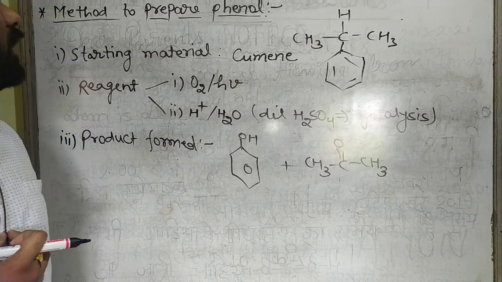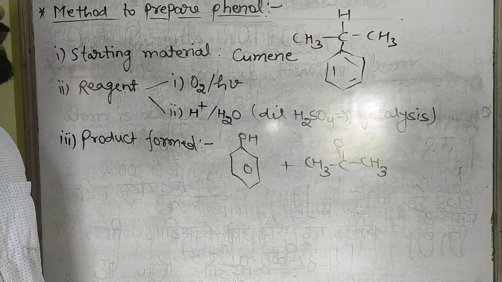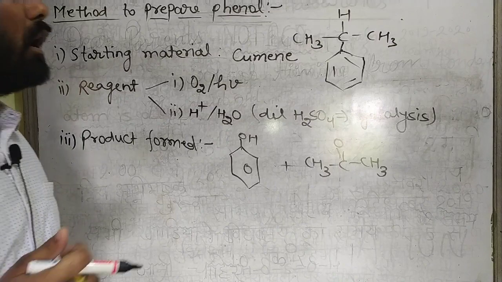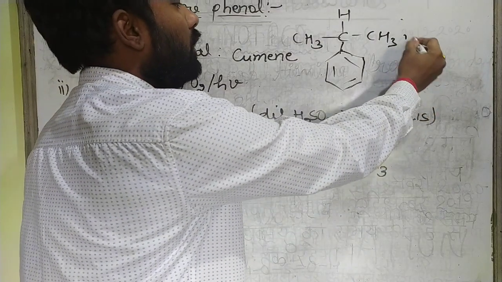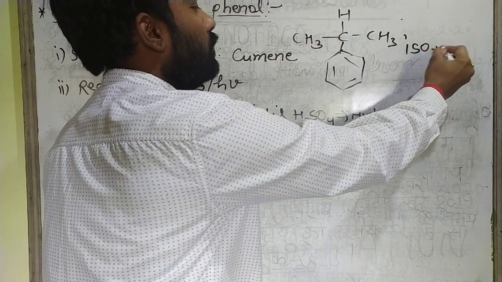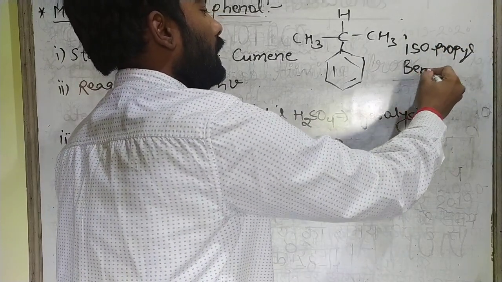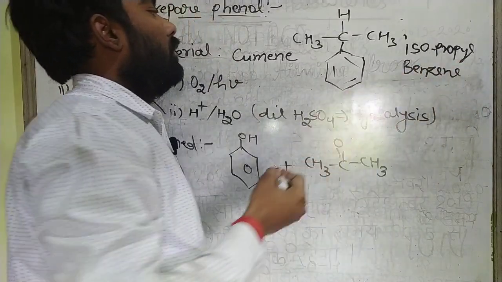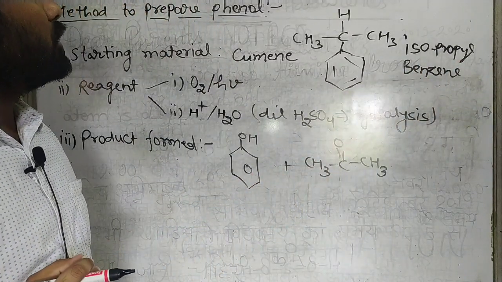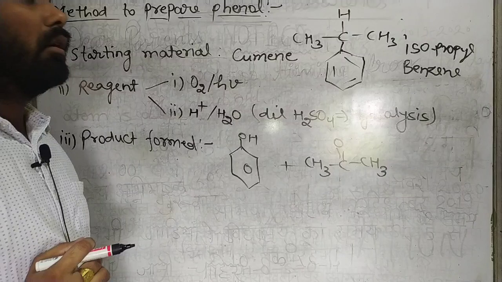Now, starting material is cumene. Cumene is also known as isopropylbenzene. Cumene is the starting material for the preparation of phenol.